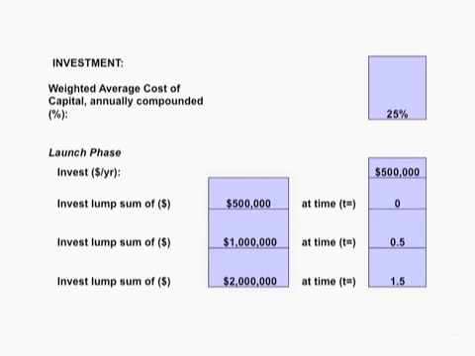And the way this is structured, you get 3 shots at the investment in lump sums. $500,000 at the start, $1 million after 6 months, and $2 million after 18 months. And this then specifies when you're putting money in the launch phase. Hopefully very soon after that you start selling and the ramp-up stage starts. And that's the next graphic.